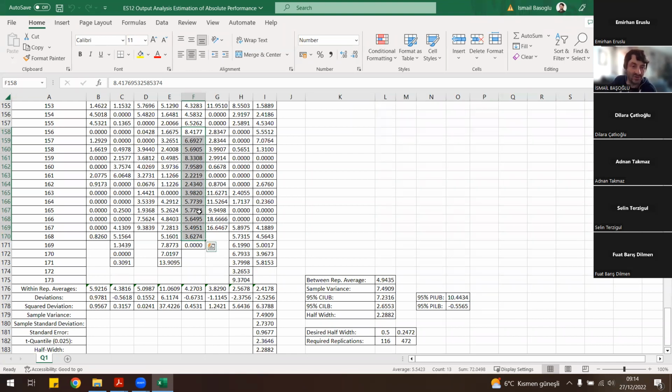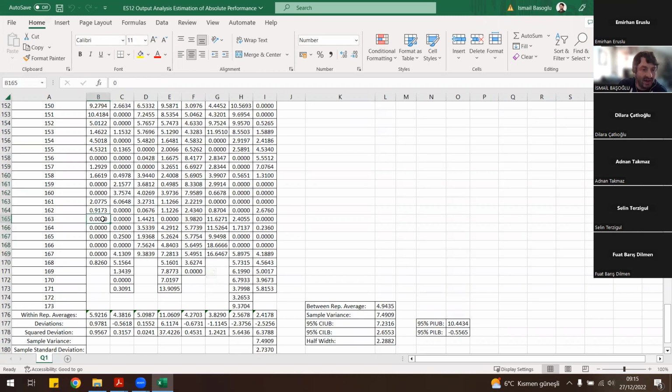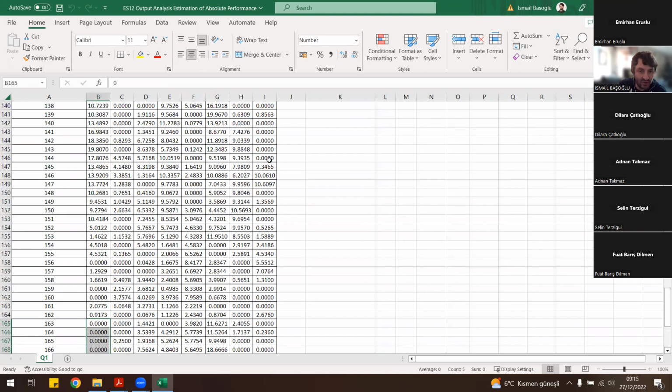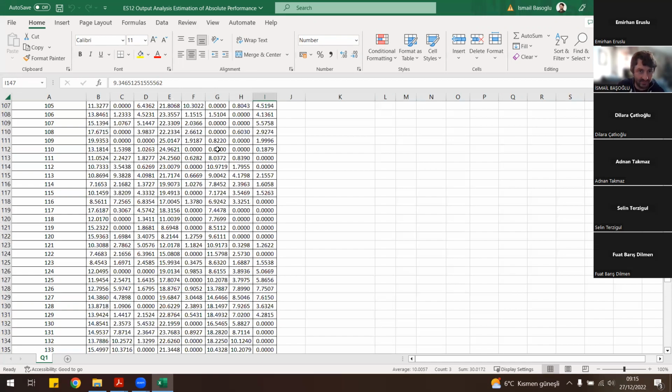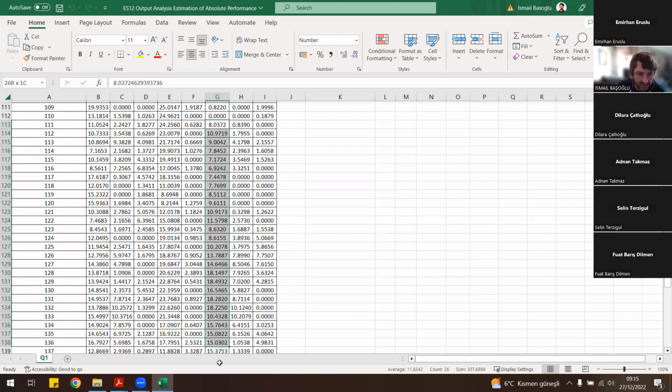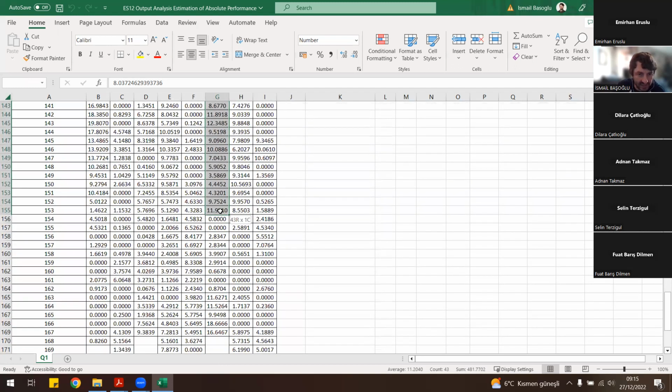And that's the problem, my friends. You see, within a replication, the times spent in the queue by consecutive customers are definitely dependent on each other. So when we observe a 0, we observe many other zeros after that. When we observe a very, very large value, let me show that to you, we observe a few more large queue waiting times after that as well. Another example is here. For example, in this replication, the 111th customer has waited 8 minutes in the queue. And after that, how many more customers waited for a positive amount of time in the queue? Please check.